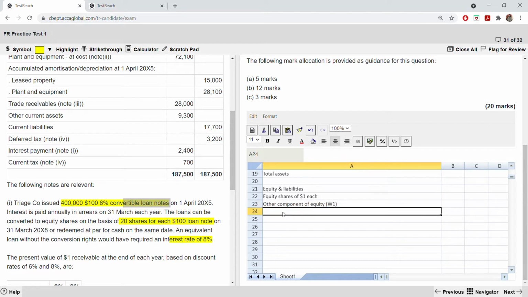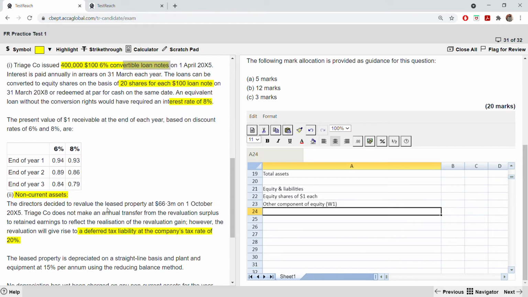Then we have the revaluation surplus. Remember point number 2, we have a revaluation for non-current assets. So due to that revaluation, it will be adjusted in where? Revaluation surplus. This also we didn't have in the original trial balance. Okay, so revaluation surplus, working 2.